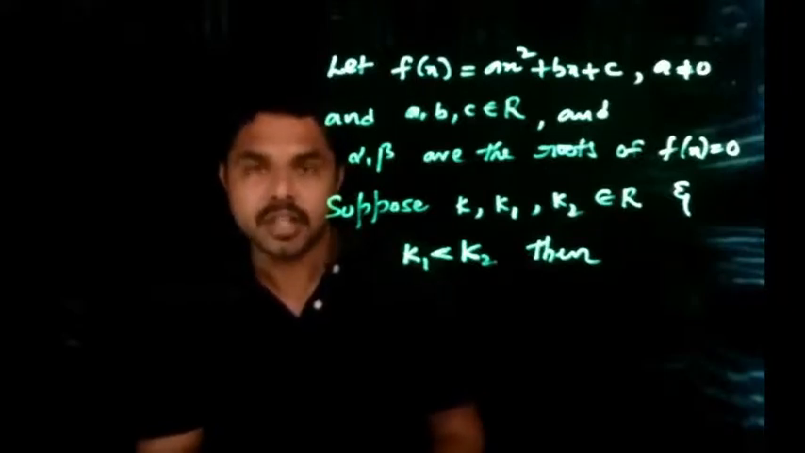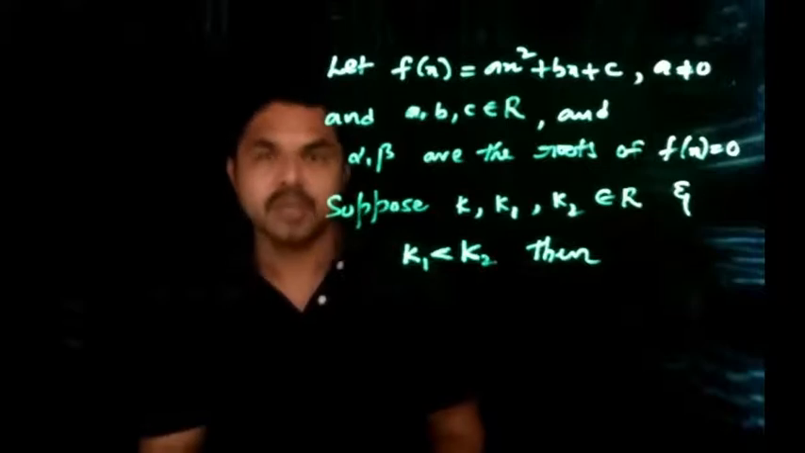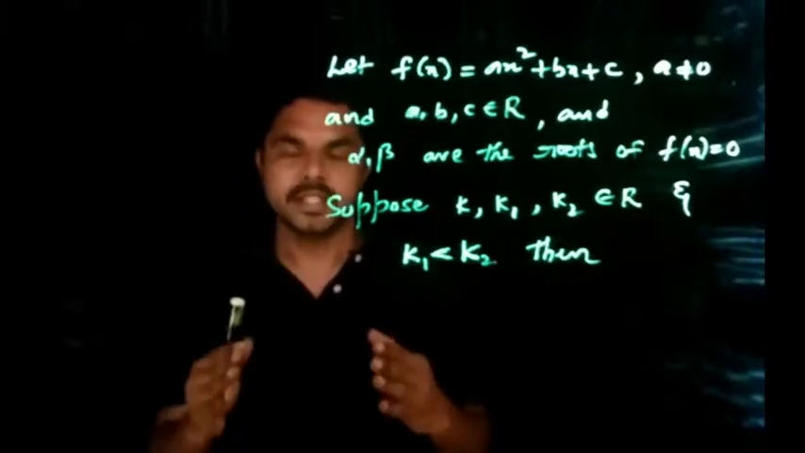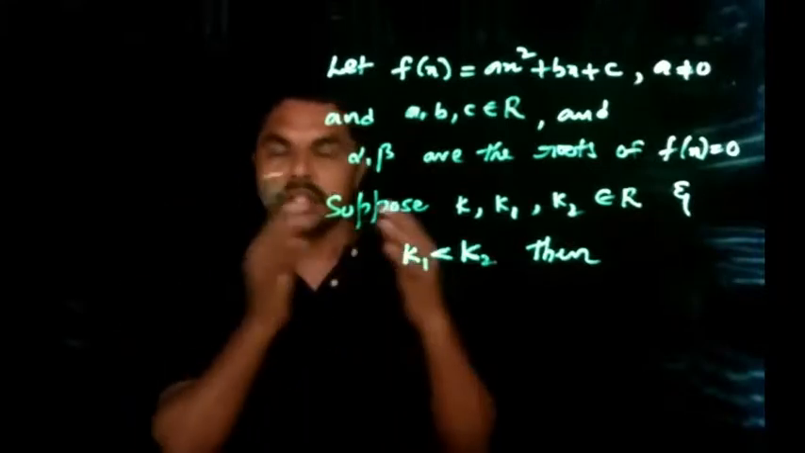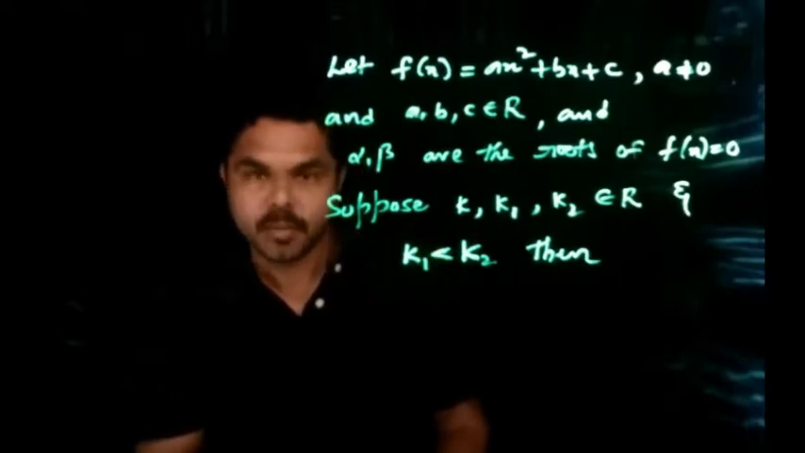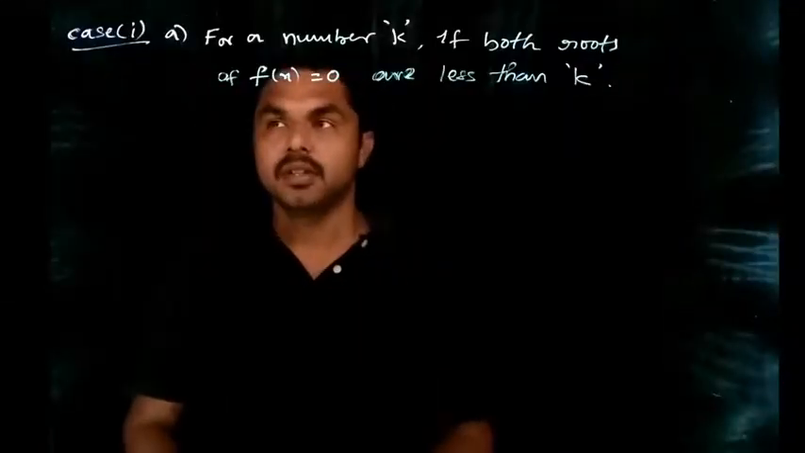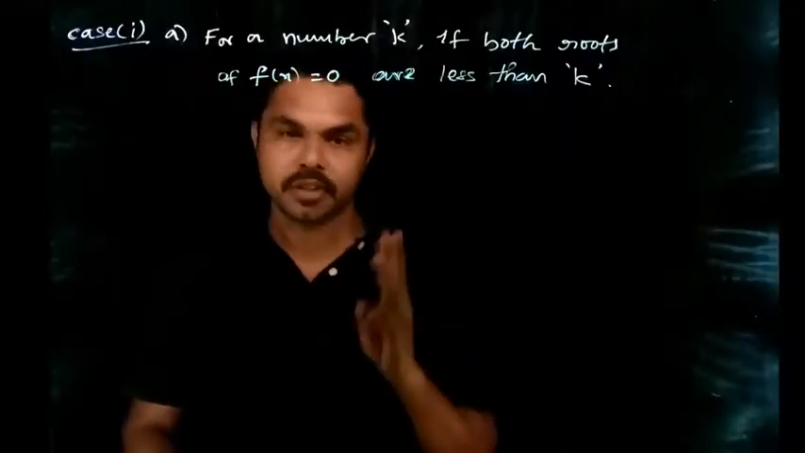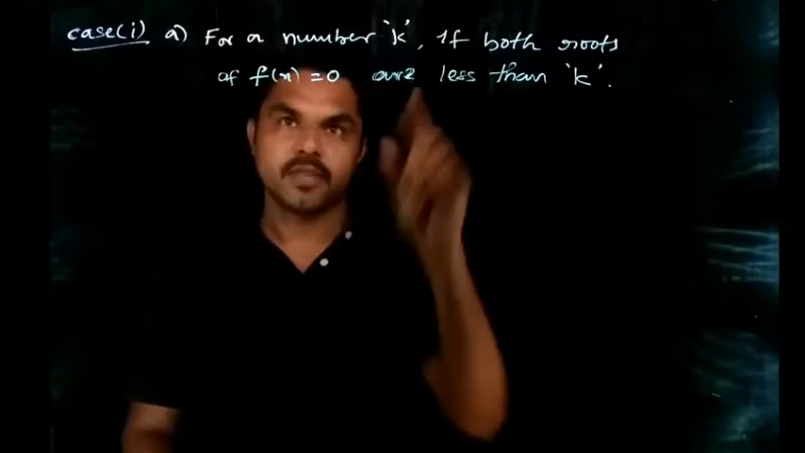To make it easy to understand, I want to divide the concept into 2 different cases: case 1 with 3 points, and case 2 with 3 points. Let's get into the topic. Coming to case 1, we have a total of 3 points, and this is the first point.